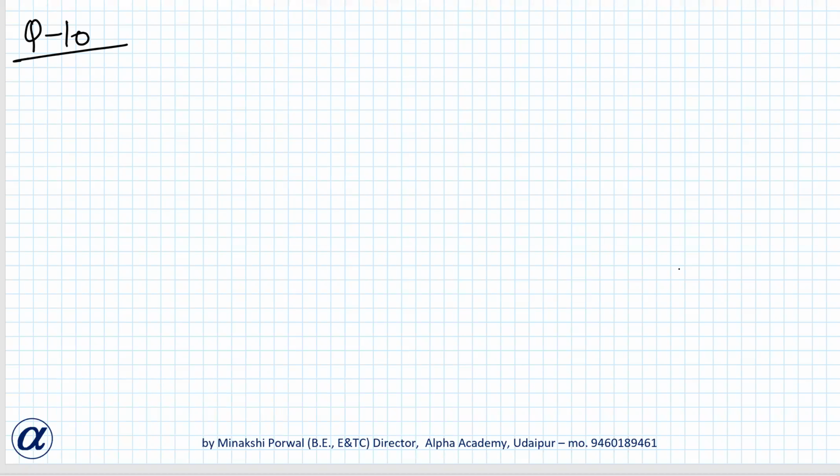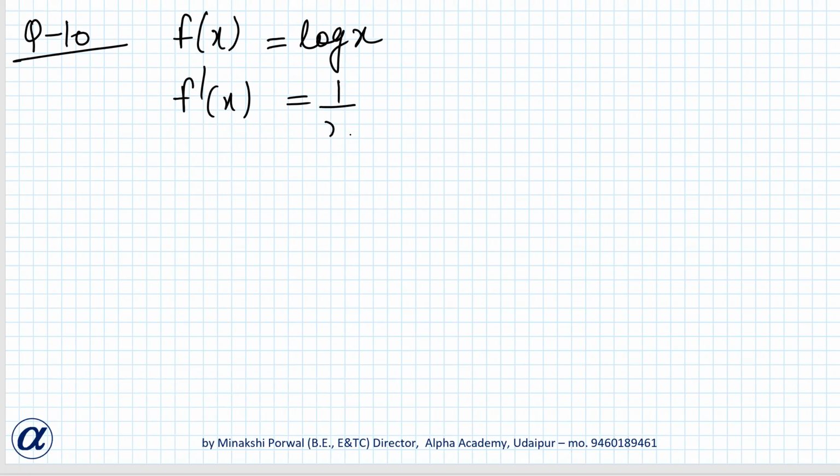Question number 10. Prove that the logarithmic function is strictly increasing on 0 to infinity. So f of x equals log x. We have to prove that it is strictly increasing in 0 to infinity. We find f dash x equals 1 by x. Now, if x lies in 0 to infinity, then for all these values f dash x will be greater than 0.